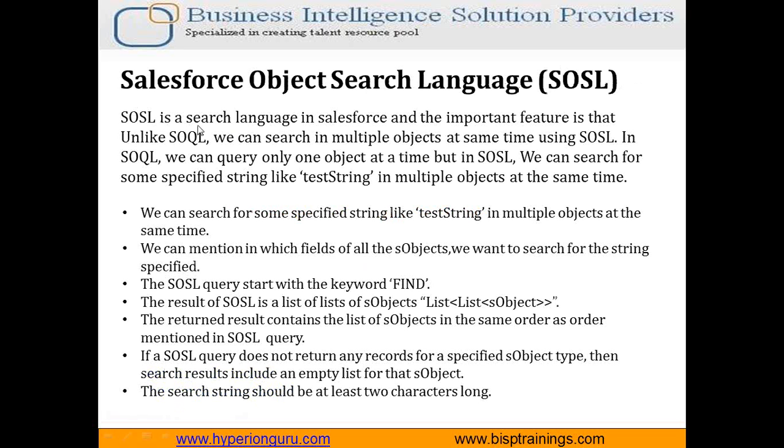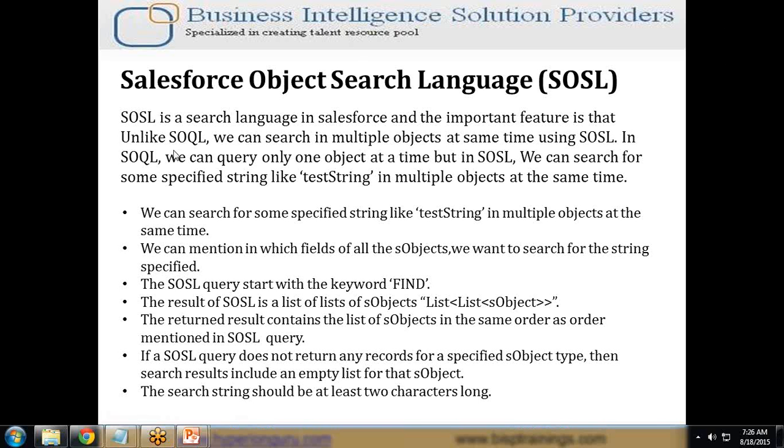So SOSL is a search language in Salesforce, and the important feature is that, unlike SOQL, we can search in multiple objects at the same time using SOSL. We have SOQL query in Salesforce as well, but by using SOQL query, we can write a search query on a single object. But by using SOSL, we can search in multiple objects at the same time. In SOQL, we can query only one object at a time, but in SOSL, we can search for some specified string like test string in multiple objects at the same time.